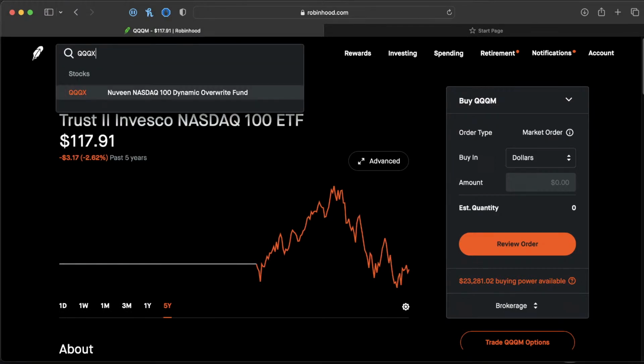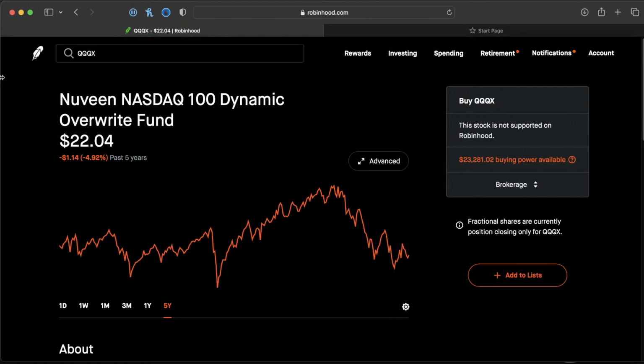But basically, my plan is to keep investing into QQQX until I can afford 100 shares of QQQ myself. So I'll sell however many shares it takes to get enough money to buy 100 shares of QQQ, and then I'll start selling the covered calls myself. That's the plan for right now.